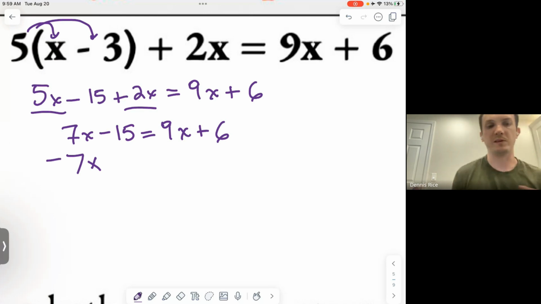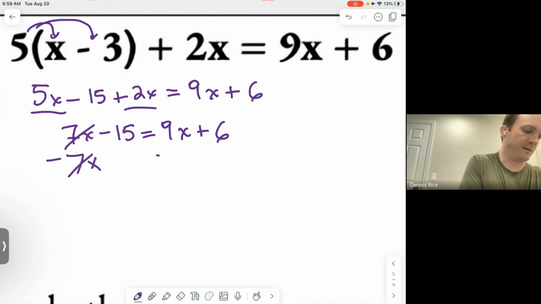If I want to move a 7, it's a positive 7, so I'm doing the opposite. I'm subtracting it. The reason why is it's going to cancel it on one side. That positive 6, I'm then going to move to the left. Since it's a positive 6, I'm going to subtract it.